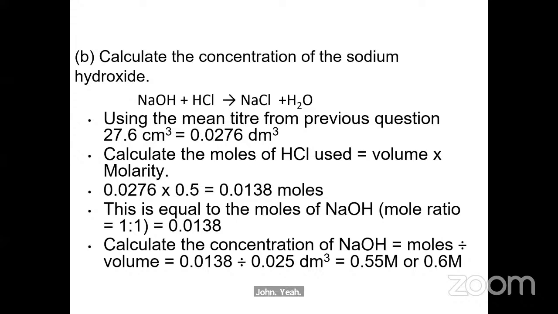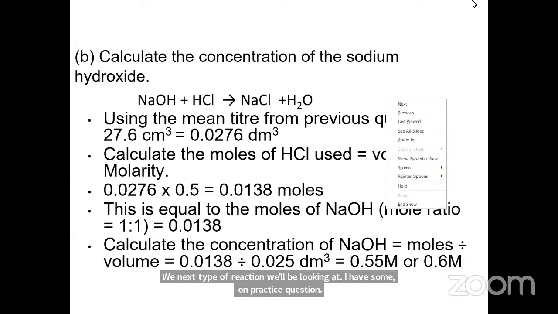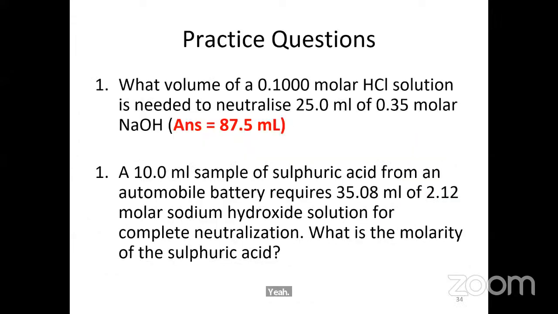Now, the next type of reaction we'll be looking at, I have some practice questions here. I will send this slide to you through your classroom. We have some practice questions here. In fact, I think the answers have been given so that when you calculate, you can verify if you got the answer correctly. I'll send the slides to your classroom, please.